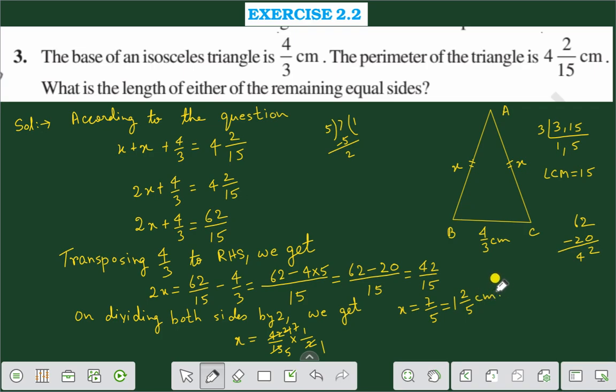This is right. So we can say the length of equal sides is 1 whole 2/5 centimeter. Therefore, we can say that the length of equal side is 1 whole 2/5 centimeter. This is the answer.